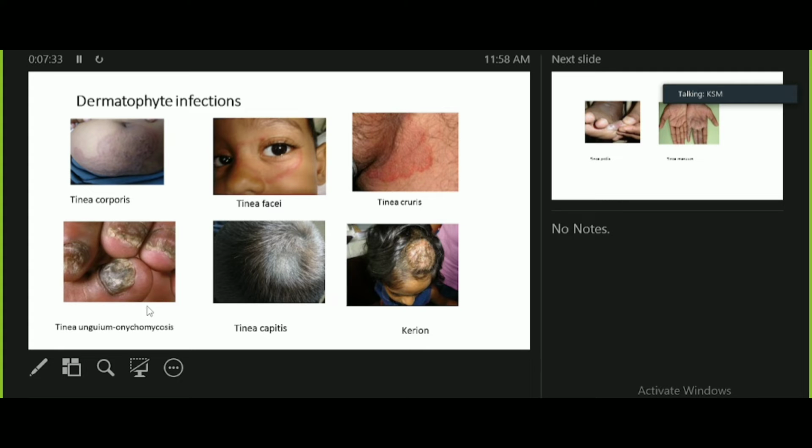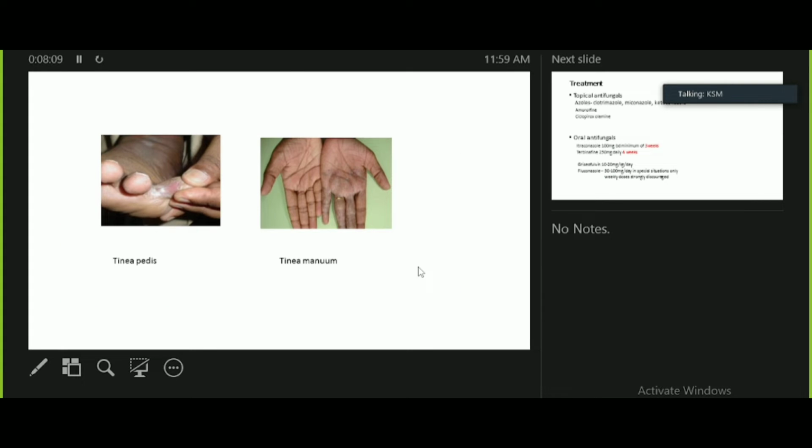According to the site involved, there are different names: tinea corporis on body, tinea faciei on the face, and tinea cruris involving flexural areas, especially groins and axilla. And then the nail involvement, tinea unguium or onychomycosis. And then on scalp, there's tinea capitis with less inflammation. And this inflammatory boggy mass, which is often mistaken for abscess, is kerion. This is commonly seen in children. And some more, tinea pedis on feet and tinea manuum on hand.